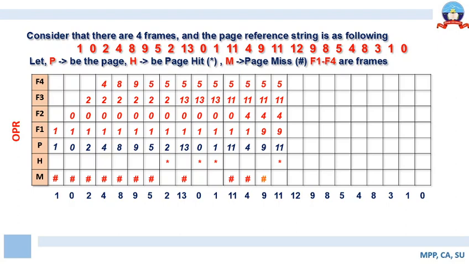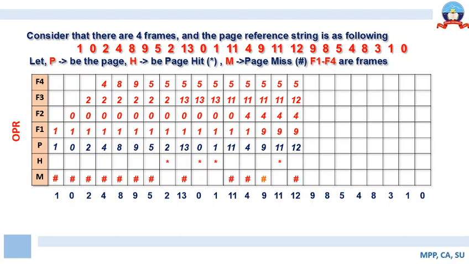After 11 there is a reference to page number 12. Since 12 is not available in the memory, we need to bring 12 into the memory by replacing either 5, 11, 4 or 9. If you analyze the page reference string, you see that you have a close reference to 9, 5 and 4. But you do not have a reference to 11, so we'll consider that we have a farthest reference to 11, so I'll replace 11 with 12.